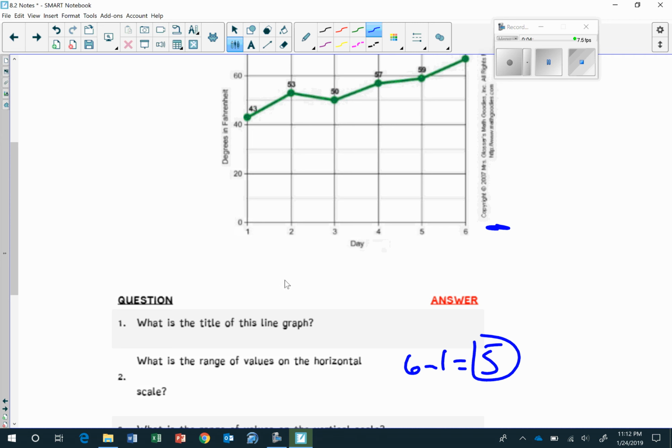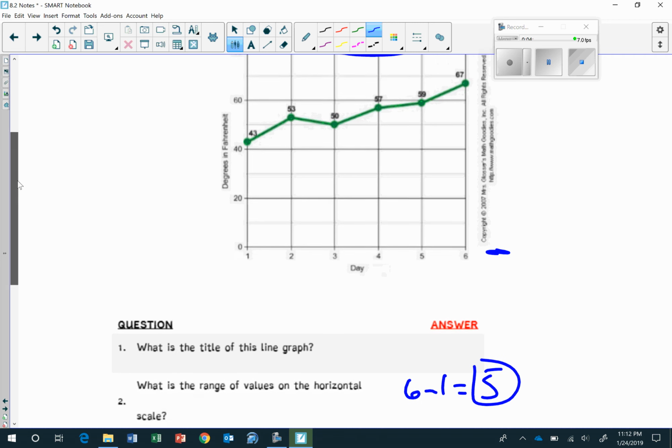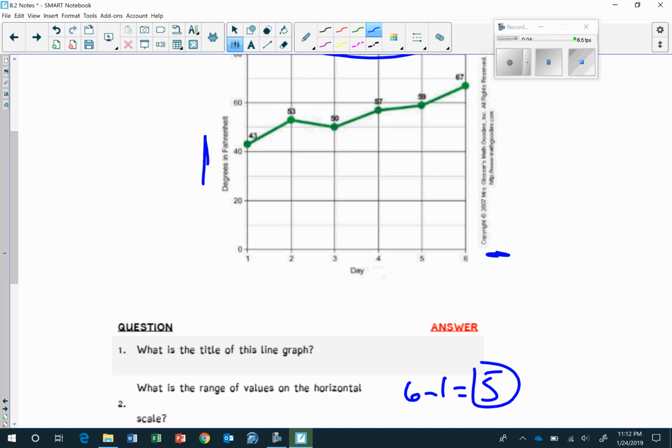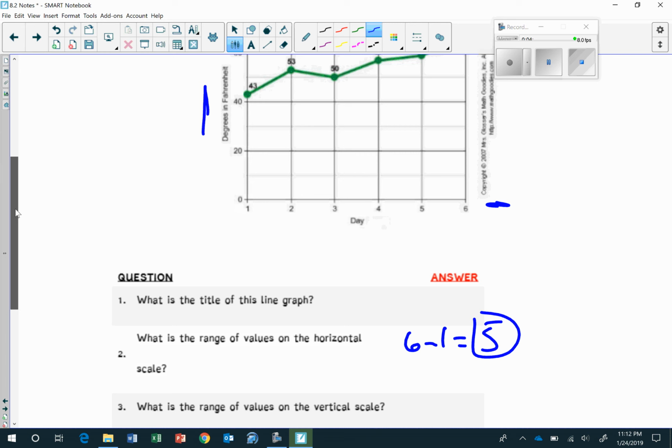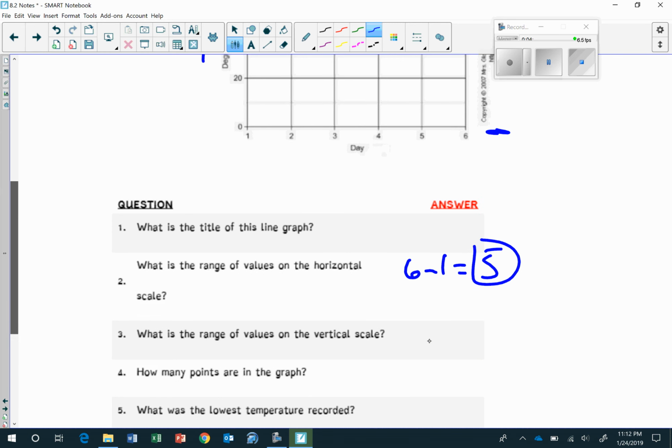Next question is, what is the range on the vertical scale? So if you look at our vertical scale, which is up and down, our highest value on the scale is 80, and our lowest value on our scale is 0. So that means the range is 80 on that vertical scale.